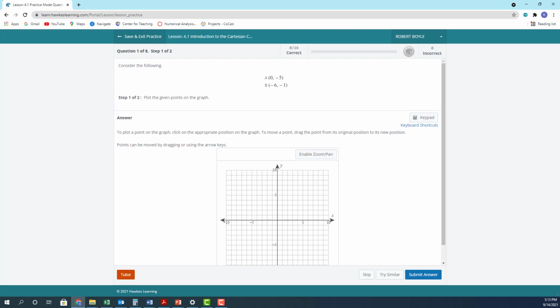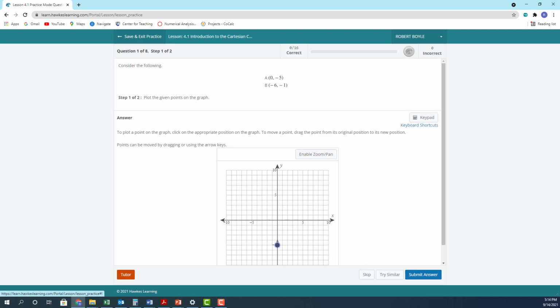Okay, so for the first one, and we need to do this in order, what I'm going to do is start at the origin, and since x is 0, I don't go anywhere in the x direction, but I need to go down 5 in the y direction. 1, 2, 3, 4, 5. And then -5, there's a dead giveaway. So I'm going to put my point there for A.